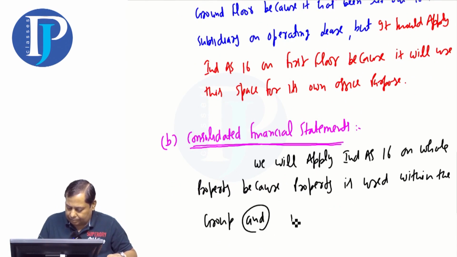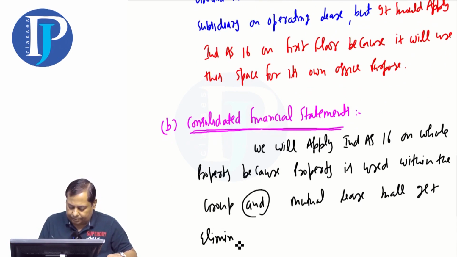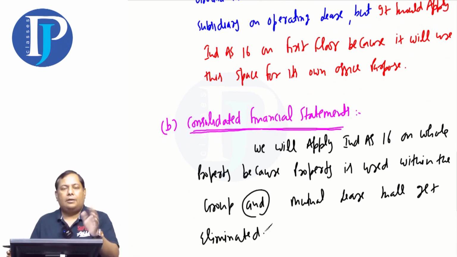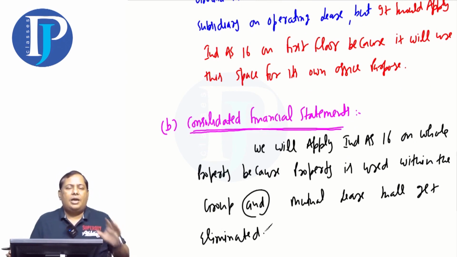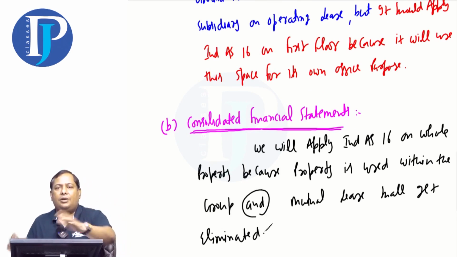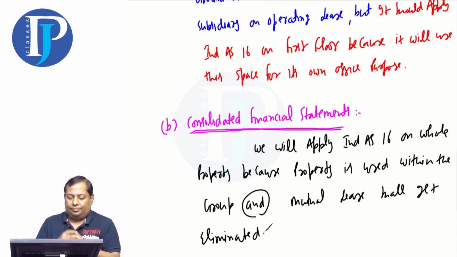And the mutual lease shall get eliminated. Lease will be cancelled. The property is still within the group, put in 16. One part is being used by holding and the other by subsidiary. Both are using it combined together. Put 16. The question is just a bit tricky. They ask CFS, SFS, they can twist and ask any question anytime.